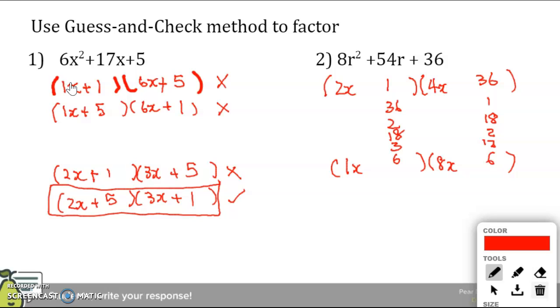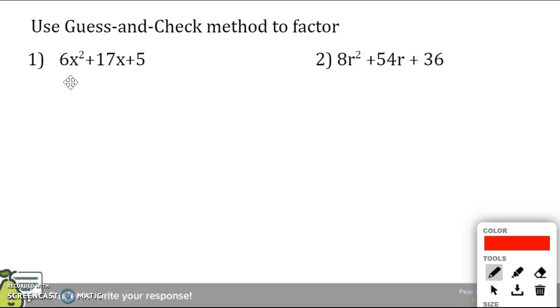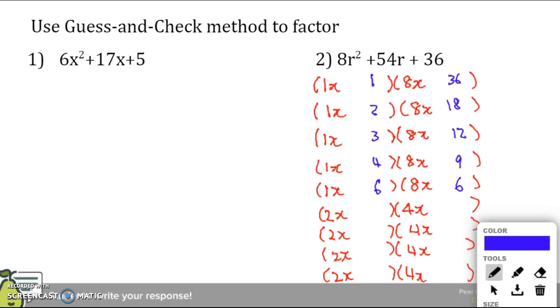Okay, so I am going to erase. Whoops. Okay, so it could be 1 and 36, or 2 and 18, 3 and 12, or 4 and 9, or 6 and 6. Of course, this could also be reversed. This could be 36 here and 1 here, and 18 here and 2 here, and 12 and 3 here, and 9 and 4, and 6 and 6. Okay, but let's just try different combinations.